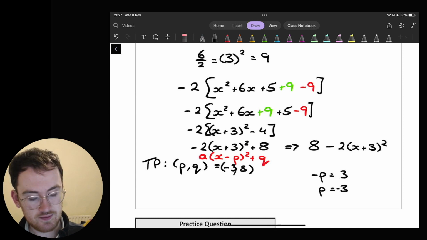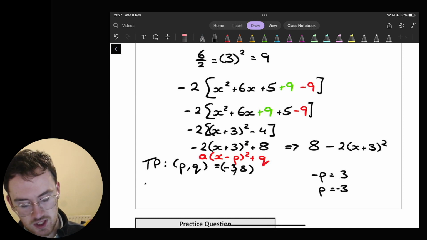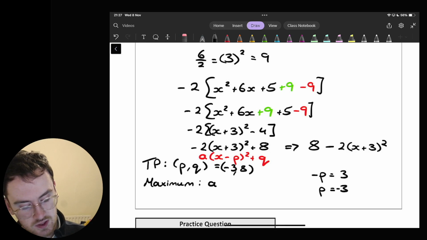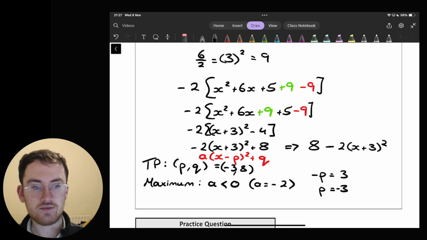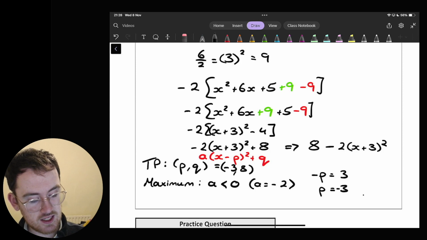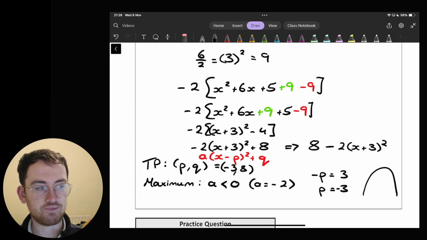Minus 3, 8. Whether it's a max or a minimum, it's actually going to be a maximum. And the reason we know that is because a is negative. A is equal to minus 2. So because that's negative, I have a maximum point. It has a leading coefficient that's negative, so it looks something like this.